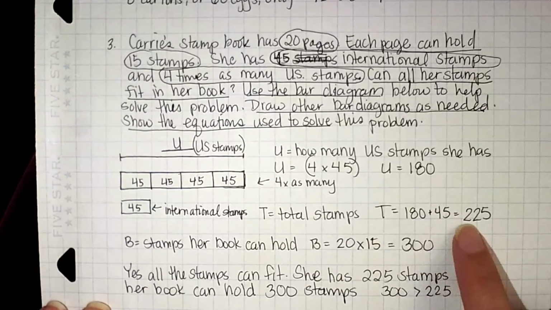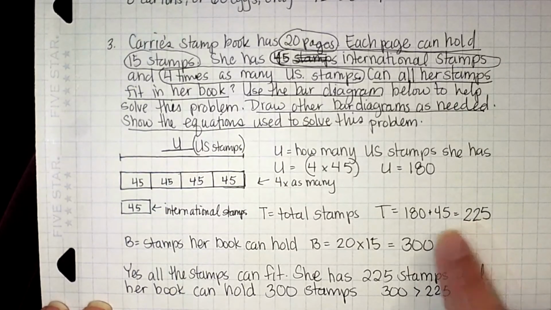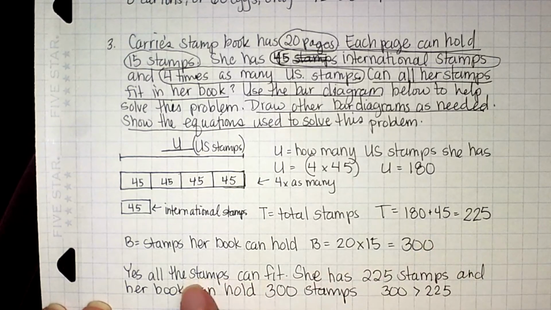So I know right away, since she only has 225 stamps and her book can hold 300, that yes, all the stamps can fit. She has 225 stamps and her book can hold 300 stamps. So 300 is greater than 225. So all of her stamps are going to fit.